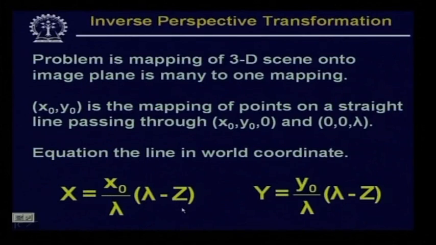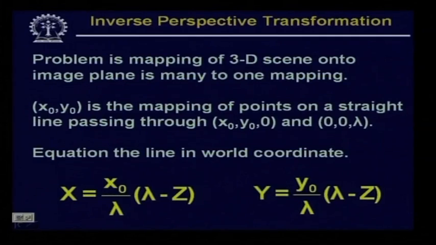Now, if I try to find the equation of the straight line which passes through the point (x naught, y naught), that is the image point, and the point (0, 0, lambda), that is the optical center of the camera lens, the equation of the straight line will be of this form: capital X equal to x naught by lambda into (lambda minus capital Z), and capital Y equal to y naught by lambda into (lambda minus capital Z). So, this is the equation of the straight line, such that every point on this line is mapped to the same point (x naught, y naught) in the image plane. So the inverse perspective transformation, as we have said, cannot give you a unique point in the 3D world, because the perspective transformation was not a one-to-one mapping.